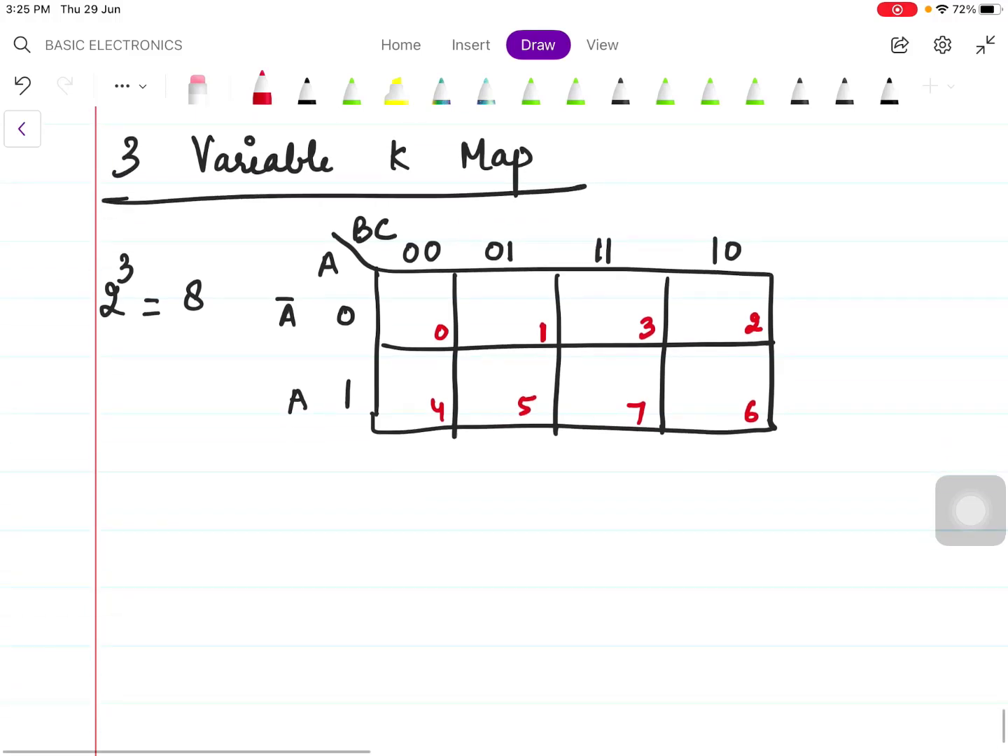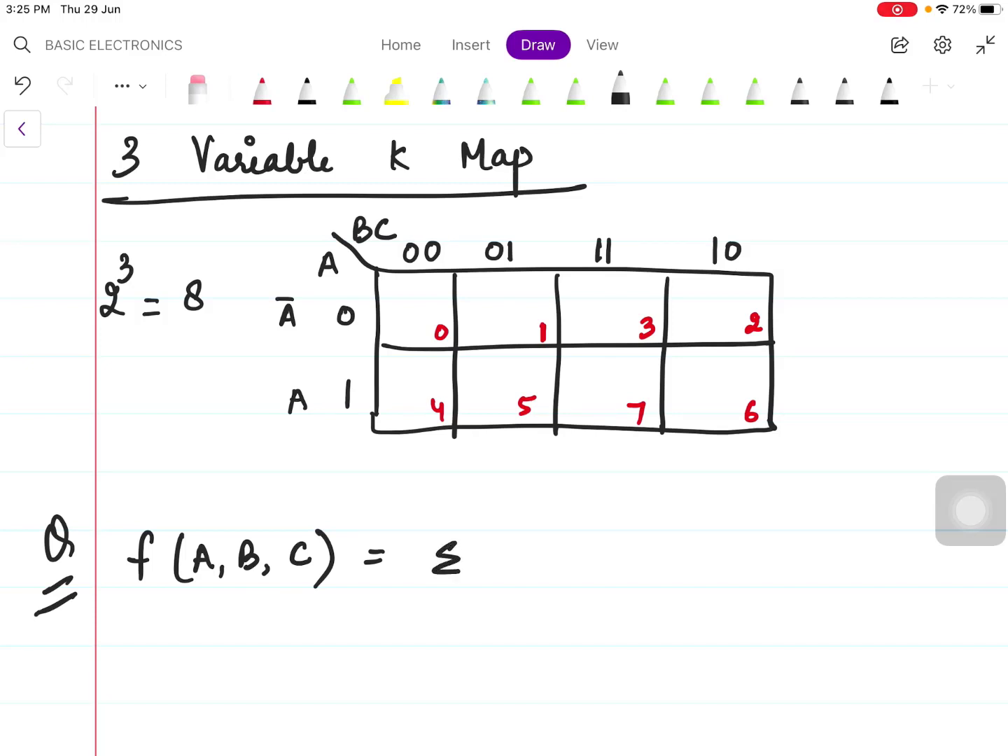Let's do a question. The question now has taken the form. Let's do a question in this particular form. F(ABC). Now clearly by looking at F(ABC), that means F is a function of 3 variables A, B, C. So you can easily see that it is a 3 variable function, and you are given the min terms. Min terms you can easily understand with summation m, small m means min terms.